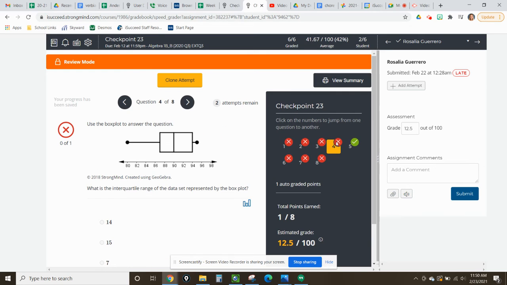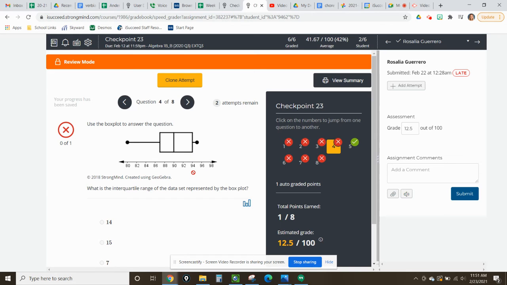Use the box plot to answer the question. What is the interquartile range? Okay, so hopefully you already did the focus notes for this lesson, or it's possible that the focus notes are right after this. And if so, I would suggest watching that focus notes video, and then doing this checkpoint because it goes over all of this stuff.